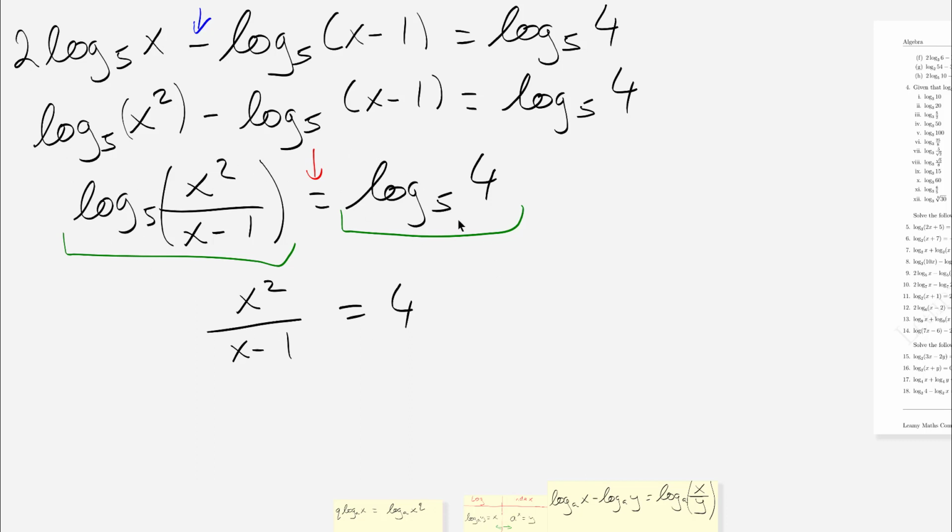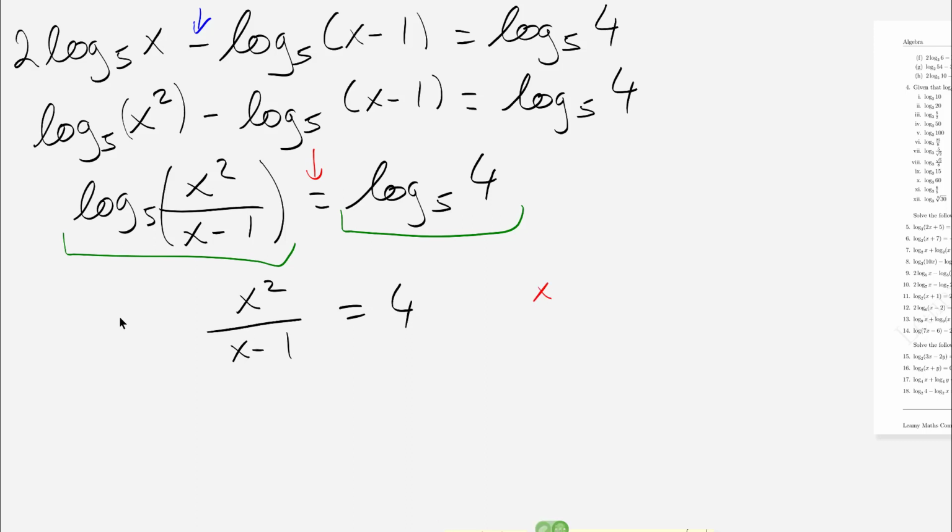Some people like to look at it as cancelling the logs. I don't like to say I'm cancelling the logs. I'm just using the fact that there's a balance here. The left and the right are the same. That's what an equation means. The left side equals the right side. So if I have a log 5, I know log 5 means the same thing as log 5. So in order for both of these sides to be equal to each other, x squared over x minus 1 must be the same thing as 4. So now I've turned it into a straightforward algebraic equation.